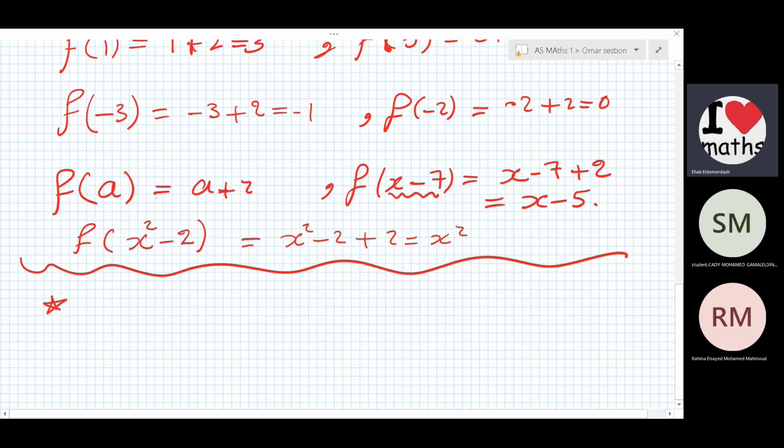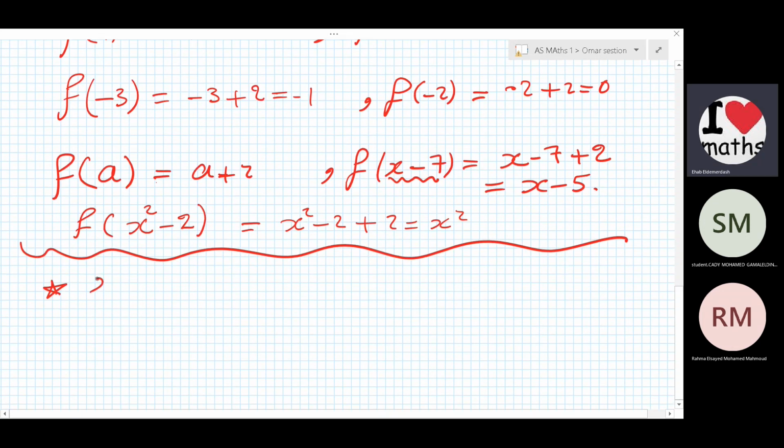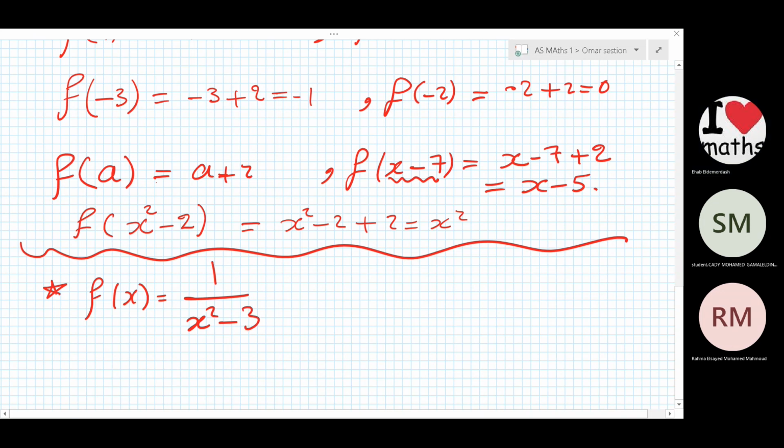Let's look at the types of the function. If this is just the meaning of the function, sometimes the function comes differently. For example, it can come like 1 over x squared minus 3. So f of x comes in a different way.